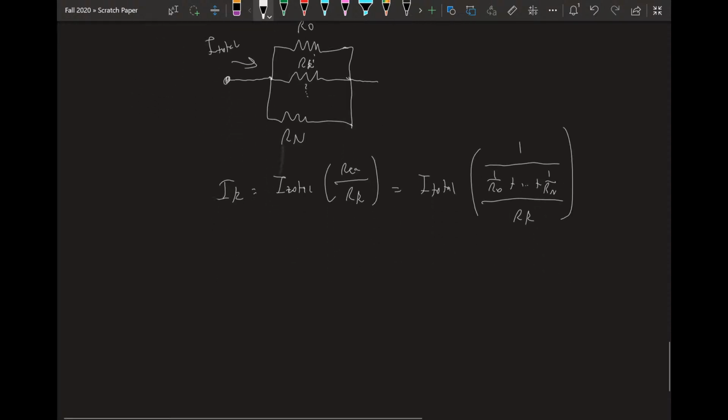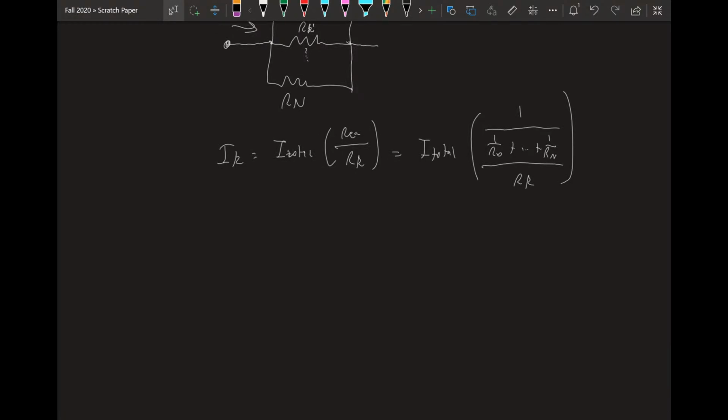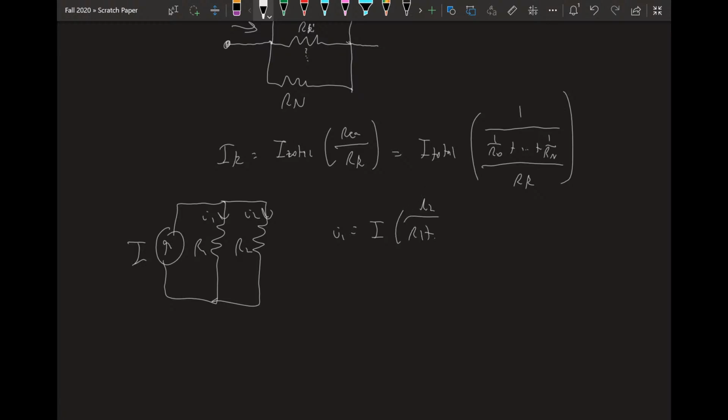A special case that appears pretty often, like with the voltage divider, is two resistors in parallel. So just two. Call this R1, call this R2, call this I, I1, I2. We'll say I1 equals I total times R2 over R1 plus R2. And then I2 equals I total times R1 over R1 plus R2. And these will match with the general formula if you do the math yourself.